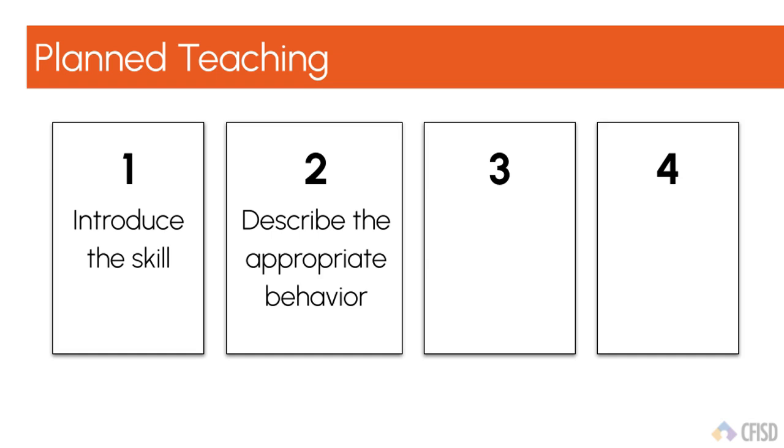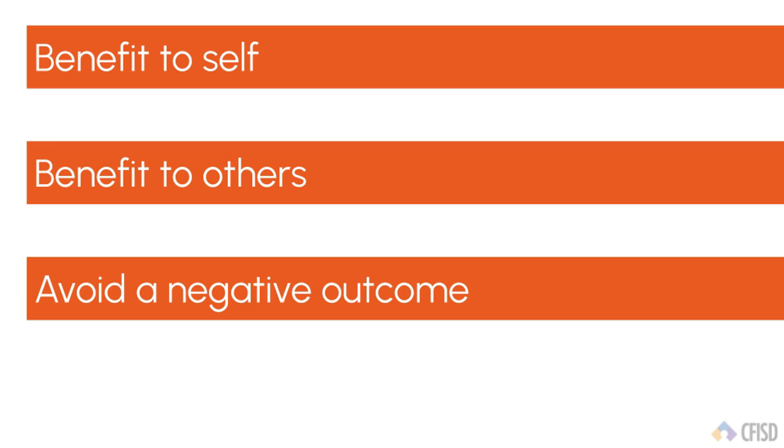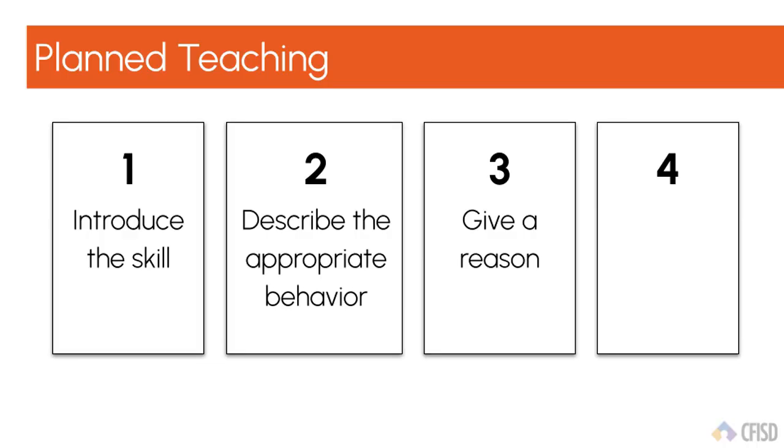Step 3 in planned teaching is to give a reason to engage in the behavior. Circle back to how having lines out in the community is helpful and connect it to walking in line at school. Meaningful reasons include benefit to self, benefit to others, and avoiding a negative outcome. Remember, even our youngest learners need meaningful and relevant reasons to engage in specific behaviors. The 4th and final step of planned teaching, practice, crosses over into our next component. Let's check out what it is.